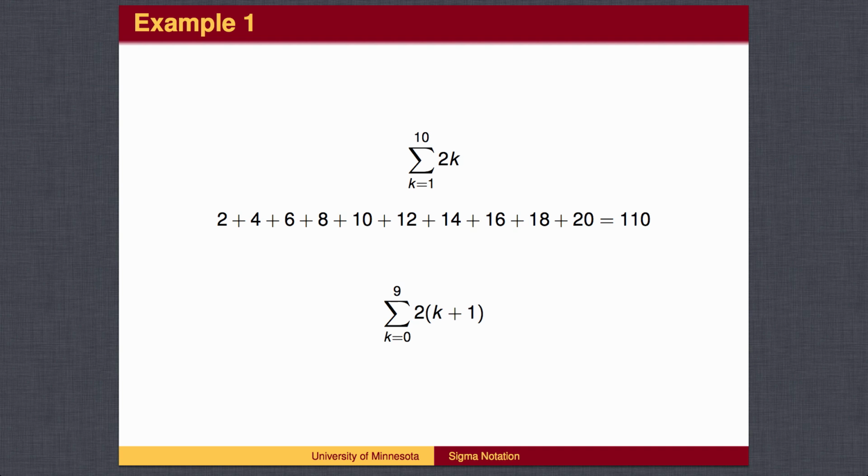We could get the same series by writing the sigma notation in a different way. When we plug 0 into this formula, we get 2. When we plug in k equals 1, we get 2 times 1 plus 1, which is 4. In fact, we get precisely the same sequence of numbers to add.